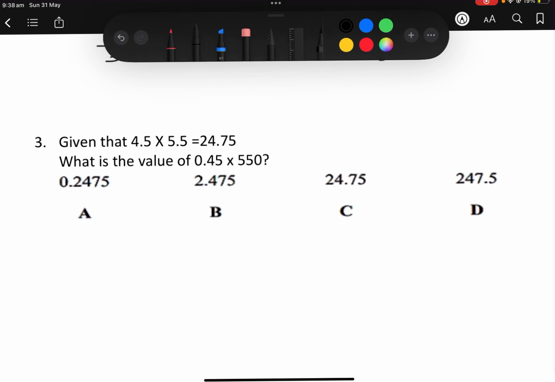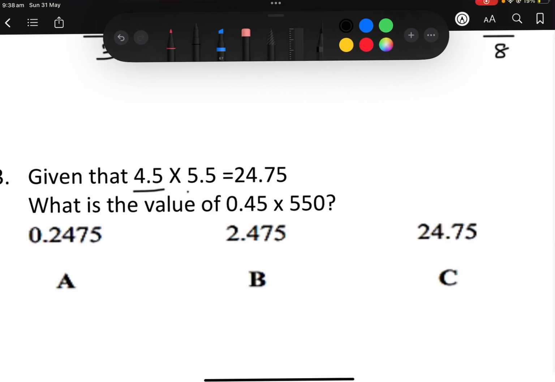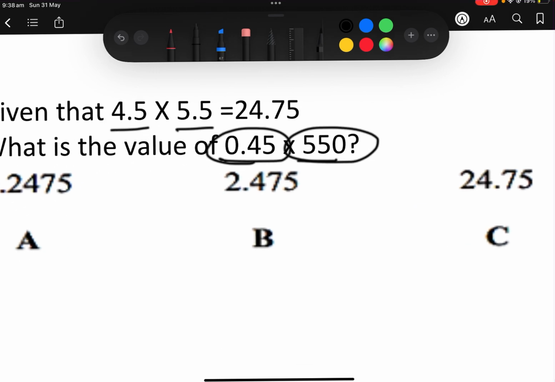Given that 4.5 times 5.5 is equal to 24.75. Okay, fine. Then what is the value of 0.45 times 550? If you have a handy calculator, do it and write your answer. If they say without a calculator, you have to show the working, then you will have to learn how to do the working. So how do you do it?